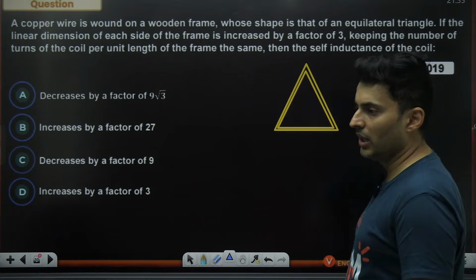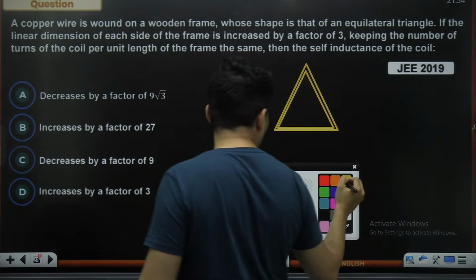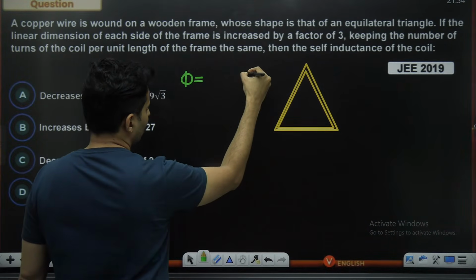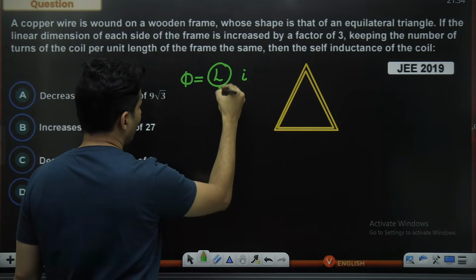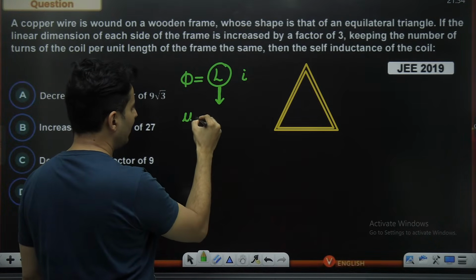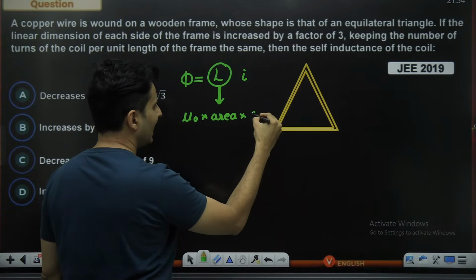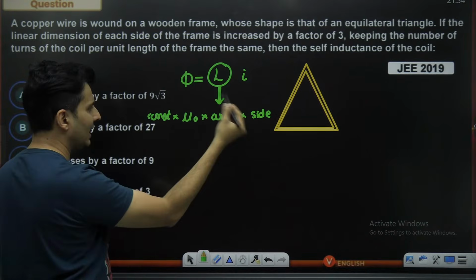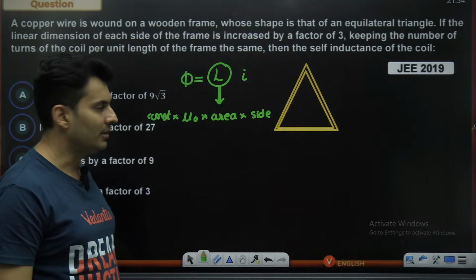Yeah. So this is a coil, a triangular coil. I'll tell you one thing. See, simple fact, whatever flux is there will be proportional to the current. This constant of proportionality is L. What do you think this L will have? 100% it will have some permeability, some area, and some side length, and maybe some constants, like 2, 3, n, the number of turns. These kinds of terms will be there in that inductance.